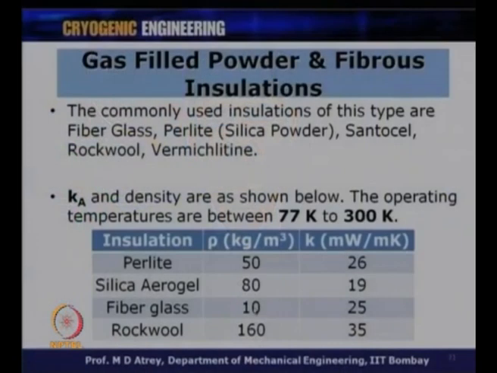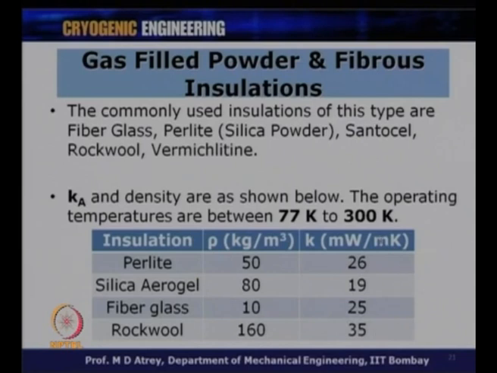So, Ka and density are as shown below for different insulations. The operating temperatures are again kept as 77 Kelvin to 300 Kelvin. So, here you can see the insulation for perlite powder, silica aerogel, fiberglass, and rock wool, with different densities: 50 kg per meter cube, 80, 110 kg per meter cube and 160 kg per meter cube. So, different densities are there, so that the weight is also a constant that can be taken care of properly, while the apparent thermal conductivity is 26, 19, 25 and 35.